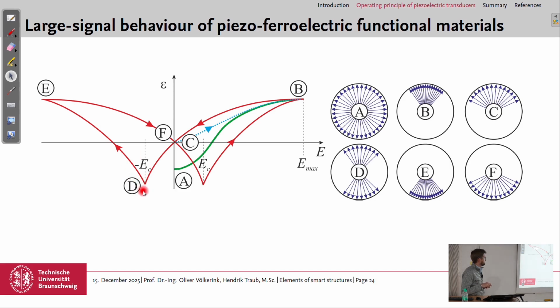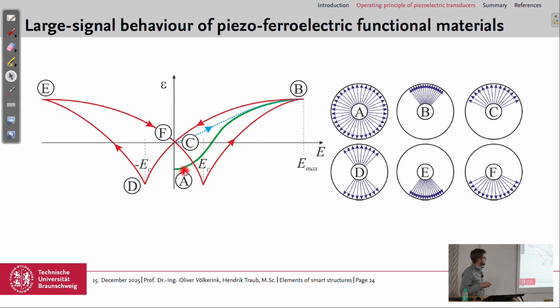Then we increase the amount of the field, again going up to point E, which is the opposite of point B. So high polarization, but in the other direction. Then remove the field again. We're coming back to the middle here, point F, which is the same as point C, but with the other polarization direction.